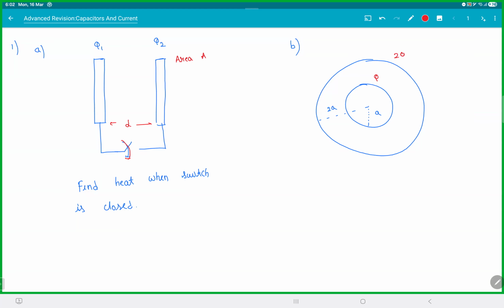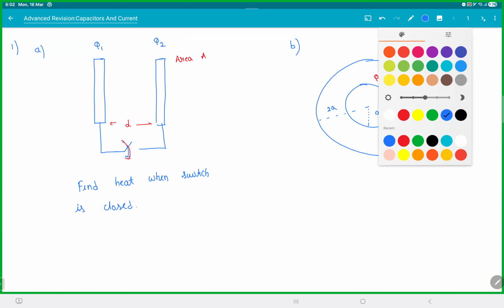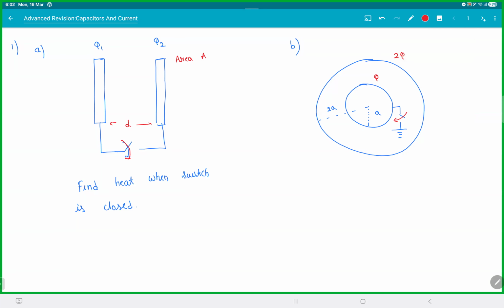So this is Q and 2Q, and this is the ground there, and same story here. Find the heat produced when the switch is closed. This is a set of concentric spherical shells.